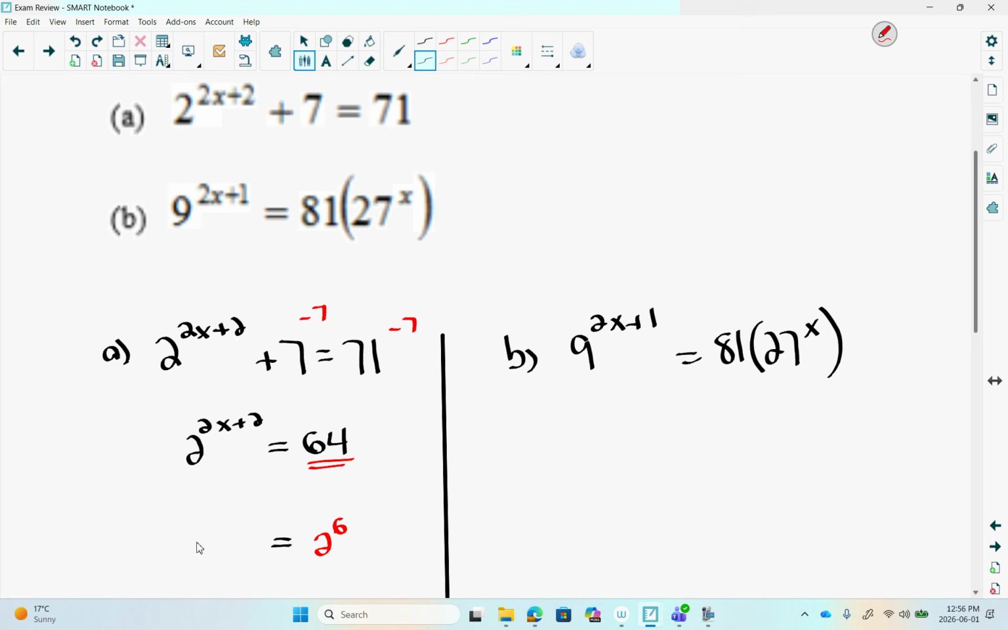If you don't know that, what could you do? What could I do to go from here to here? I could take the common log of 64 and divide it by the common log of 2. You could do the natural log of 64 divided by the natural log of 2. And that would leave a 6. I don't just write 6. 64 doesn't equal 6. You have to write base 2 to the exponent of 6. And then what do I do?